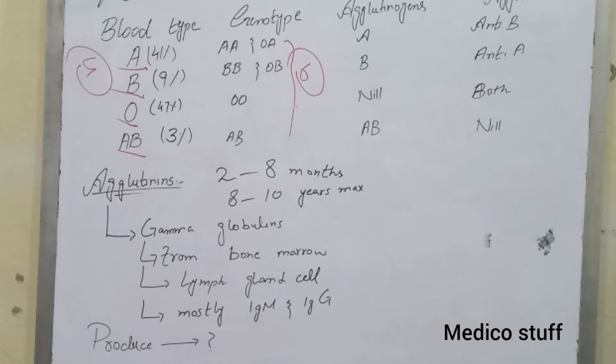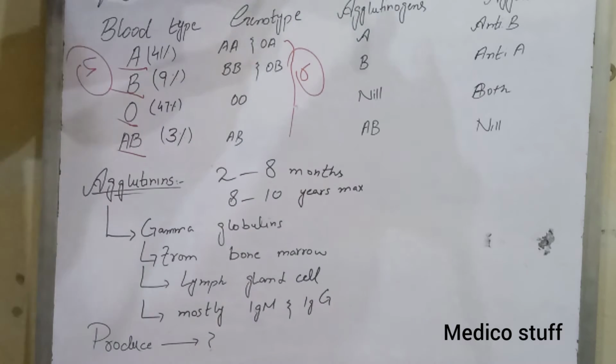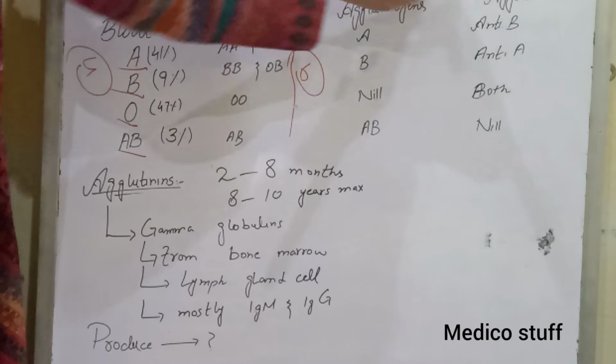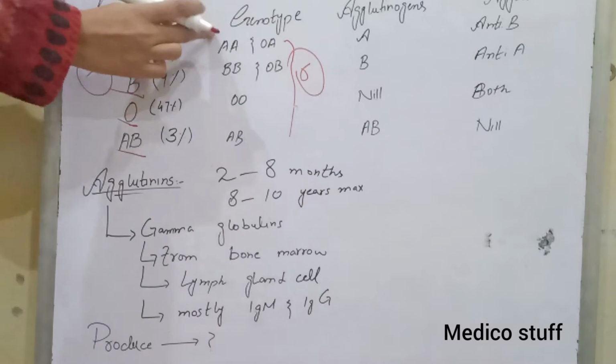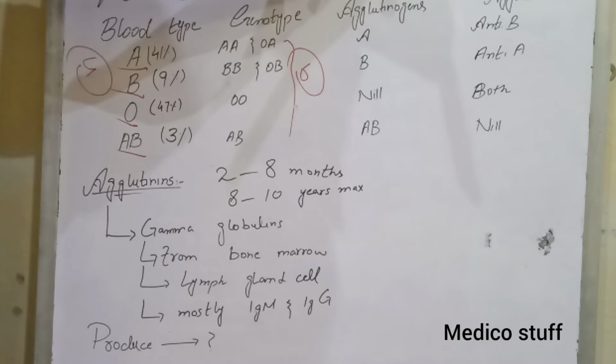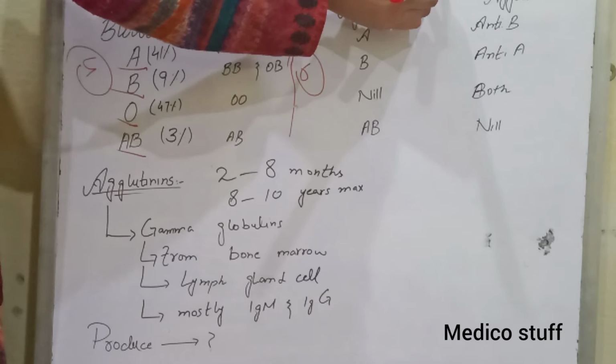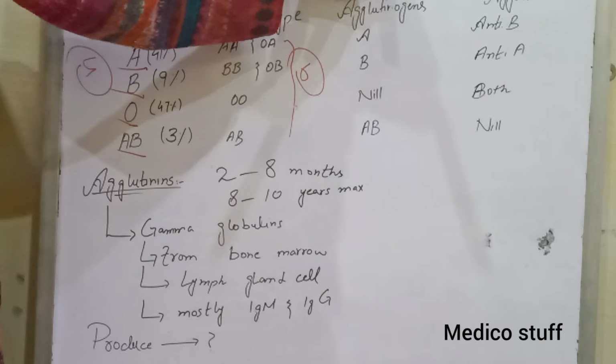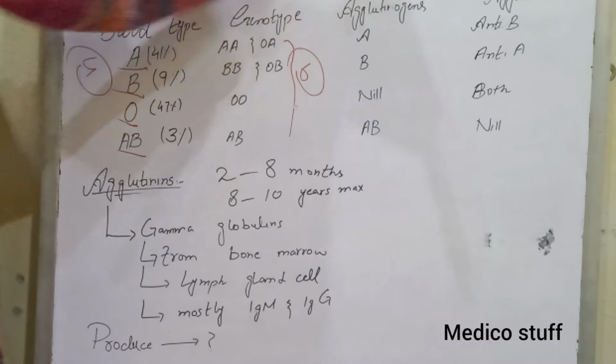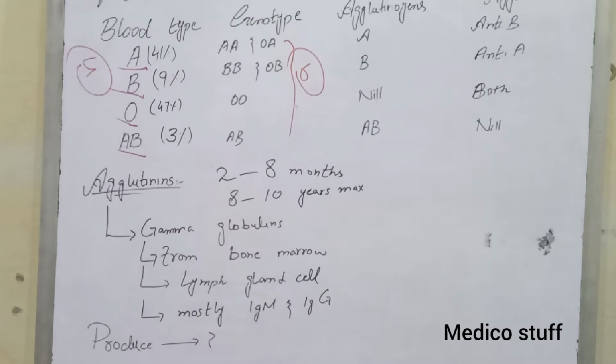Now AB means that the RBC is having both A and B. Means if we say that this is our RBC, okay, if A, then there will be H substance and A antigen. H substance, A antigen. This type of blood will be called blood group A.